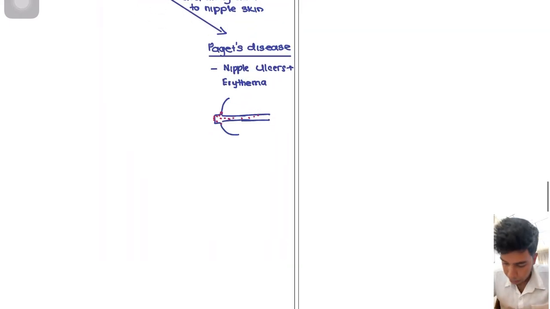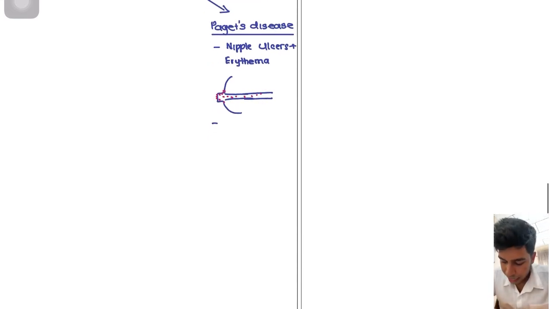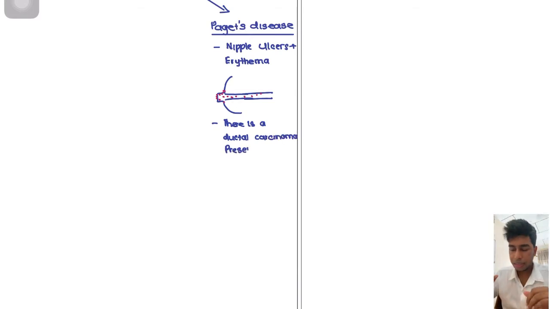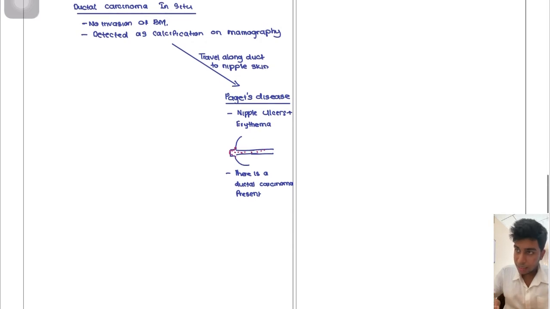Next, remember, if you get Paget's disease, if you get the nipple ulcers and erythema, it means there is a carcinoma. There is a ductal carcinoma present. Okay, there is an underlying ductal carcinoma present. That's why you get Paget's disease. Okay, next we will talk about the different types we get within the ducts.